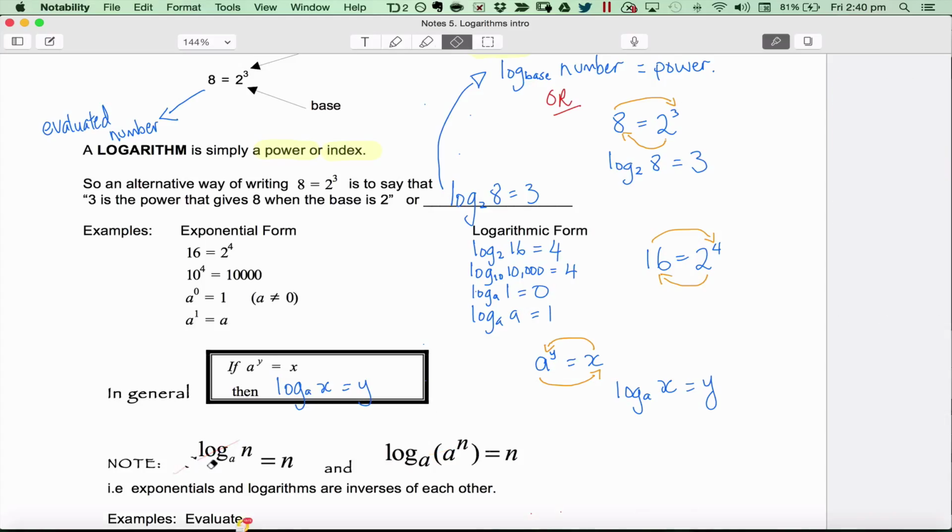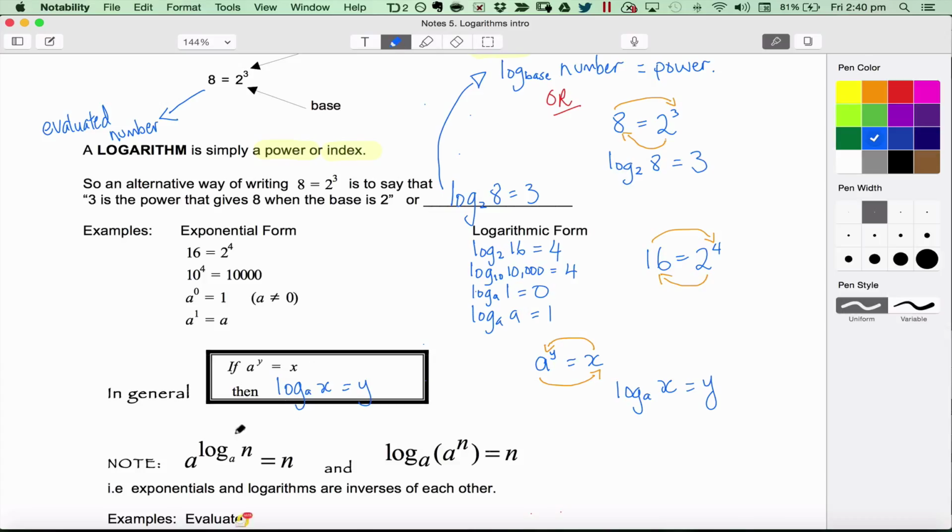Now, you can also note what I've got written down here, that exponentials and logarithms are the inverses or the opposite of each other. So when you times by a number and then divide by that number again, you end up with your original number. And logs and exponentials or powers are the same like that.